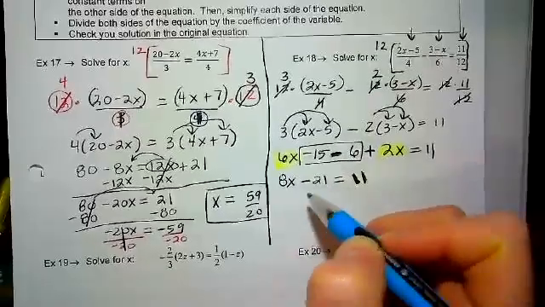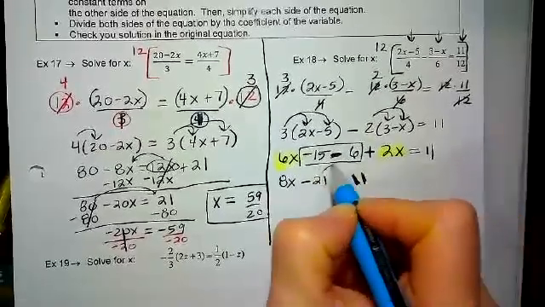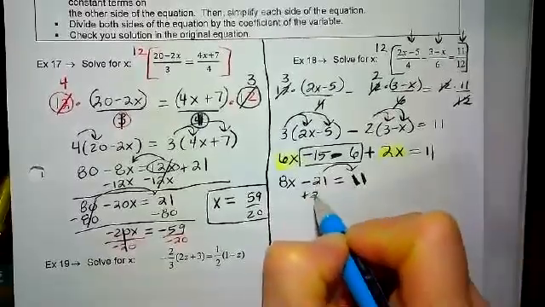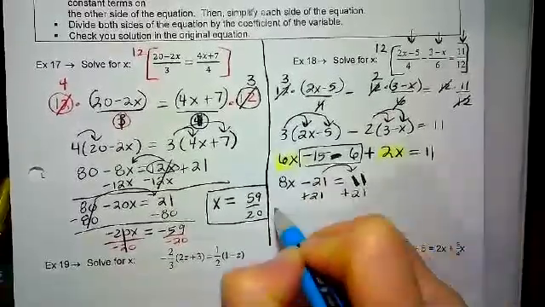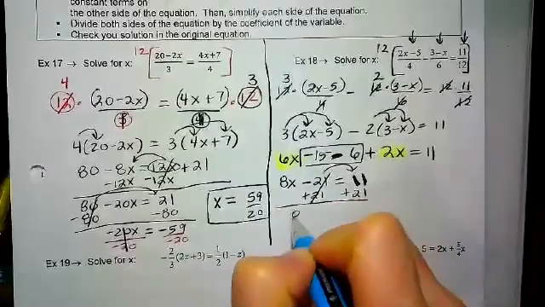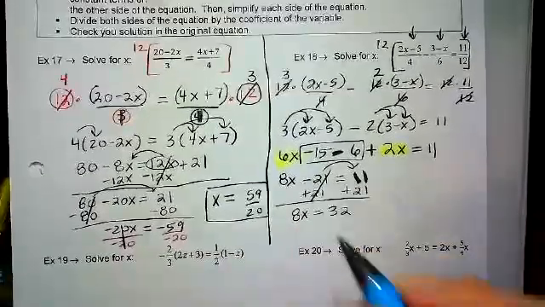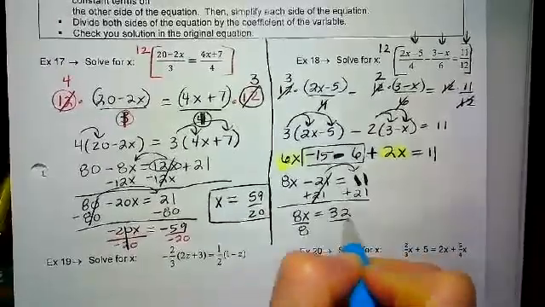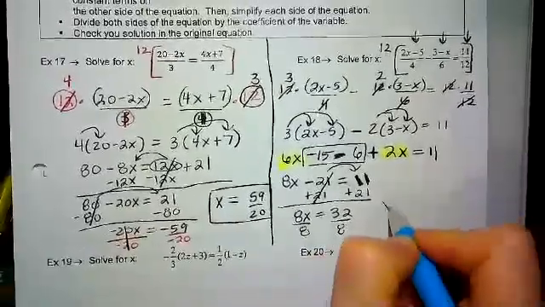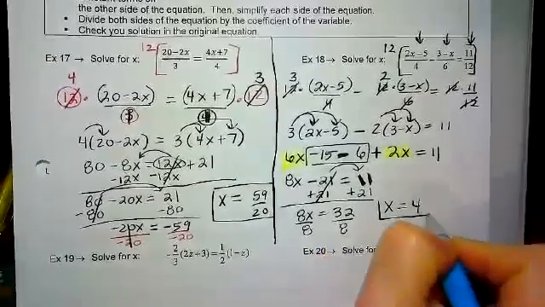So we're trying to finish solving for x here. So we're going to add 21 over. So 8x equals 32. So we're going to divide by 8. So x equals 4.